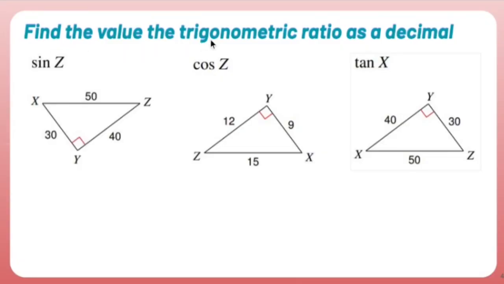Find the value of the trigonometric ratio as a decimal. We're given 3 right triangles, and we are being asked to find 3 ratios as a decimal.